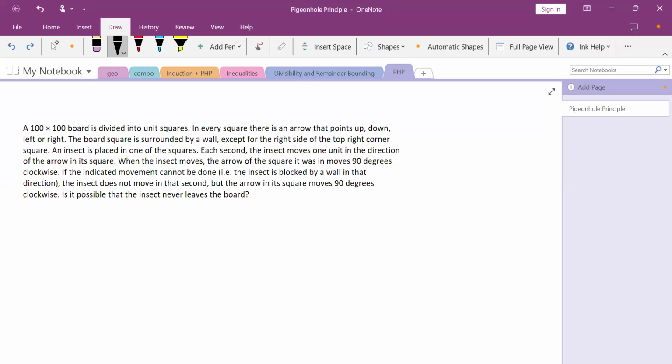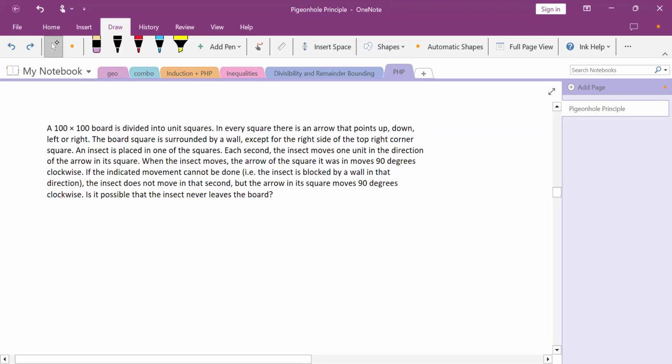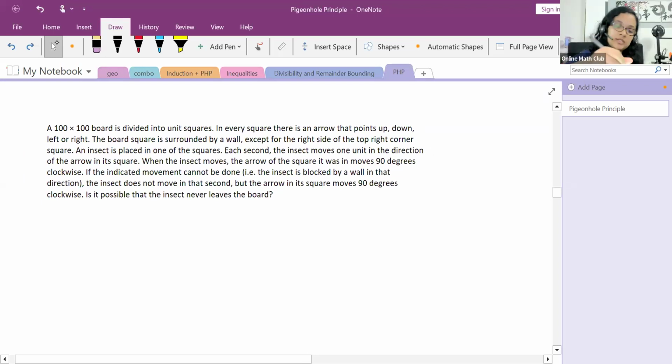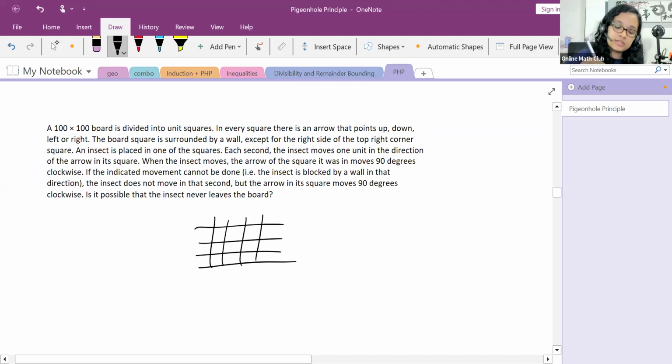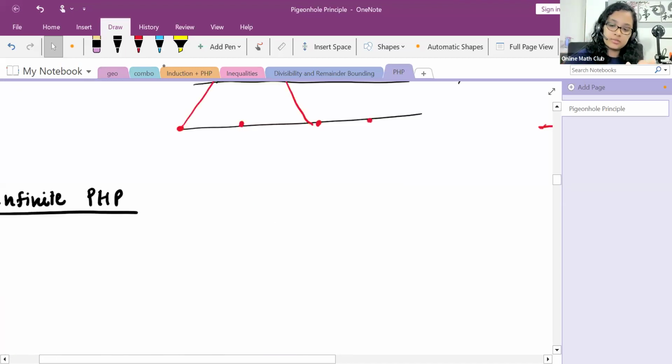So that means the insect stays at one position for an infinite amount of time. Yes, exactly. So there is some square where it stays infinitely many times. So what can you say about the squares around it?